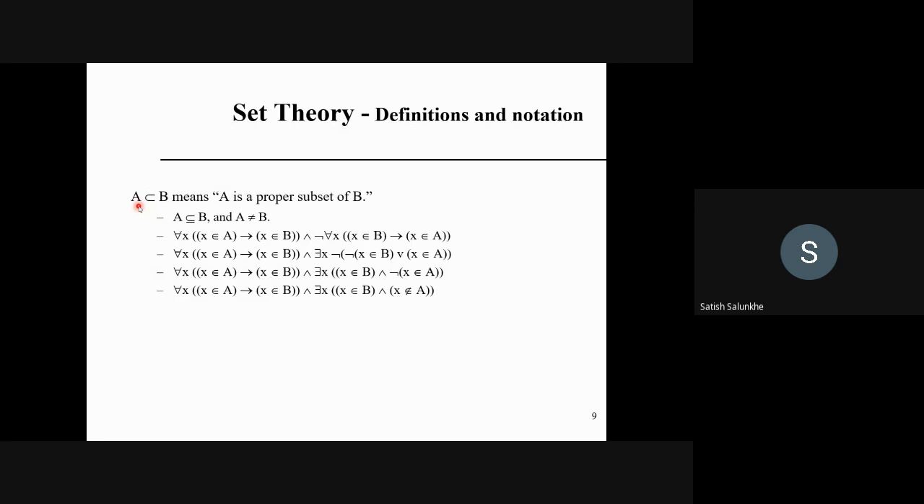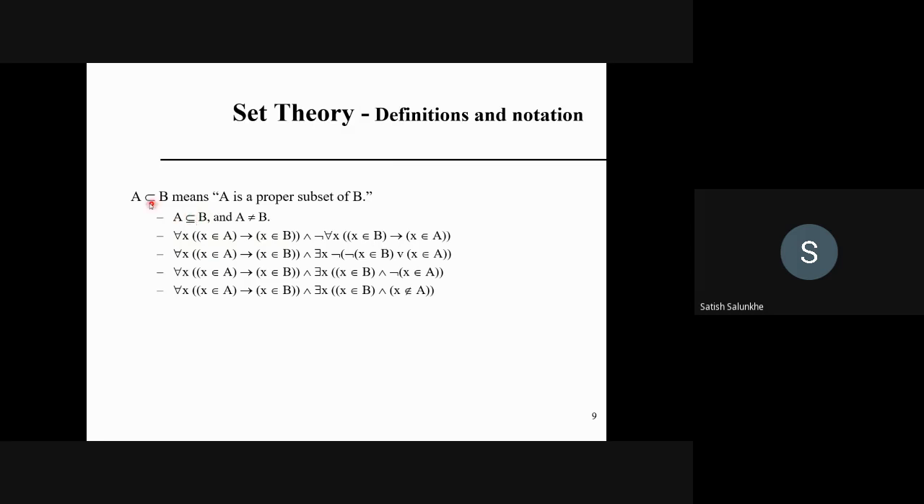What is the difference? What is the meaning of A is a subset of B? Everyone knows now. When we say set A is a subset of set B, all the elements X belonging to set A are also belonging to set B. Then we say A is a subset of B, and this is denoted by this symbol.